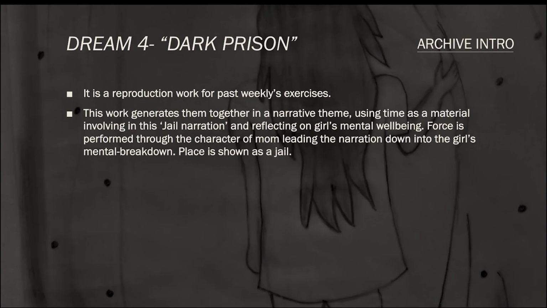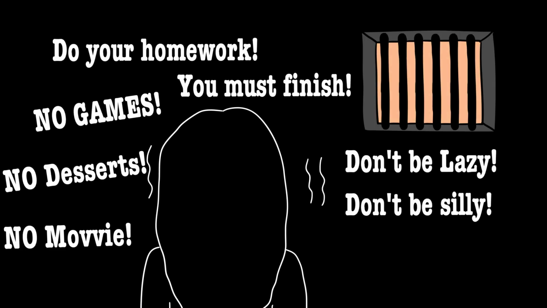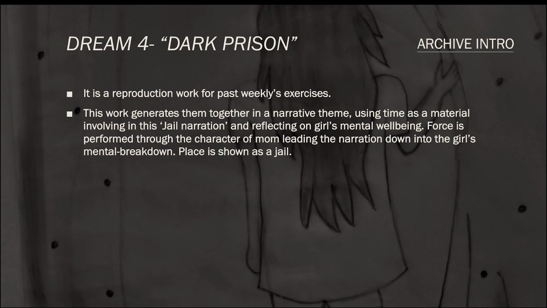Returning to the archive dream, this piece brings those themes together in a narrative, using time as a material, informing this jail narration and reflecting on the girl's mental well-being. Force is performed through the character of the mom, leading the narration down into the girl's mental breakdown. Place is shown as a locking jail. In the dream, a strict mother brings a dark living environment for the lovely girl. The dark environment that binds the girl frustrates her and finally destroys her.